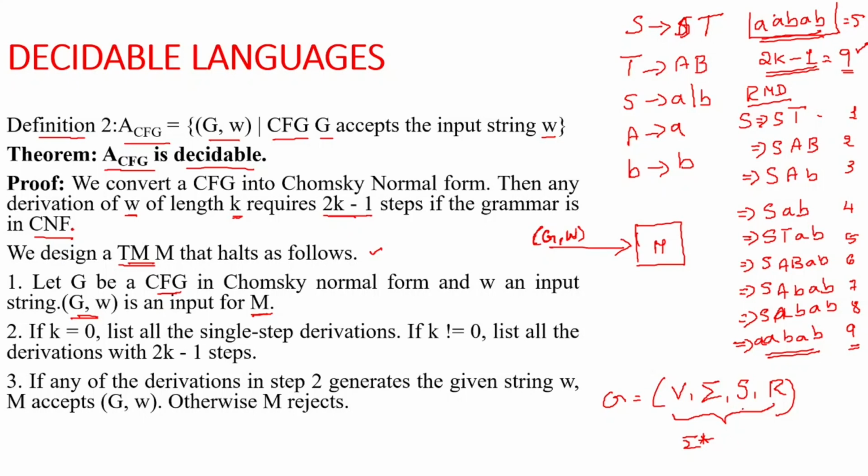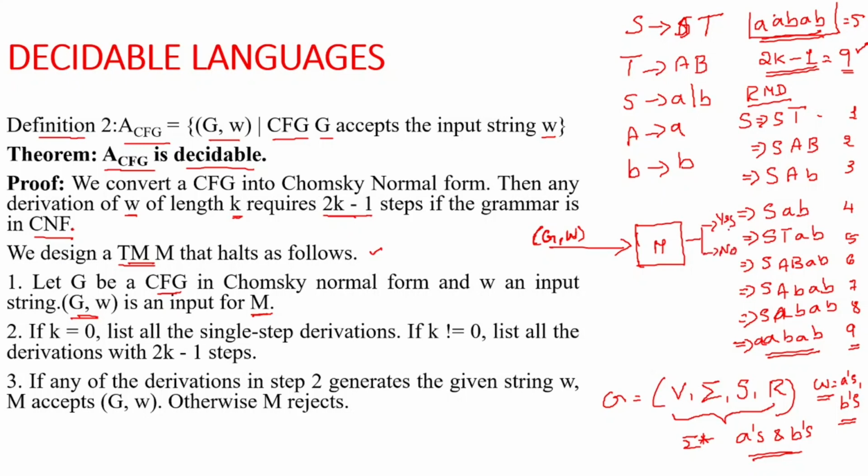So if I consider this particular grammar, then this entire grammar needs to be represented in terms of a's and b's, right? Because w is made up of a's and b's. So the entire grammar is encoded in a's and b's, and w is obviously a string in terms of a's and b's. This encoding and the input string w are passed as input to the Turing machine M. And this Turing machine should halt. It should either say yes or no.